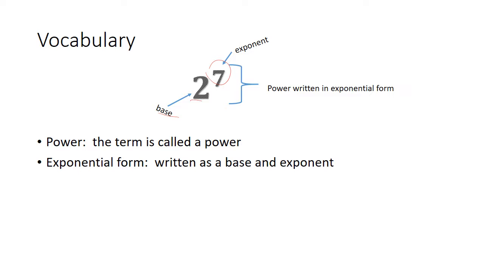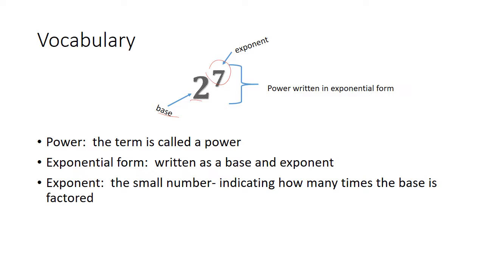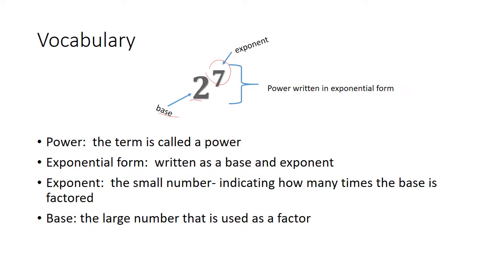Exponential form is when it's written with a base and an exponent. The exponent is the small number. It tells you how many times you're going to multiply that base. And then the base is the large number. So a base and an exponent together is exponential form, and all together we would call that a power.